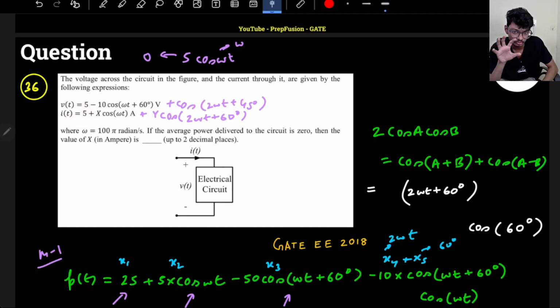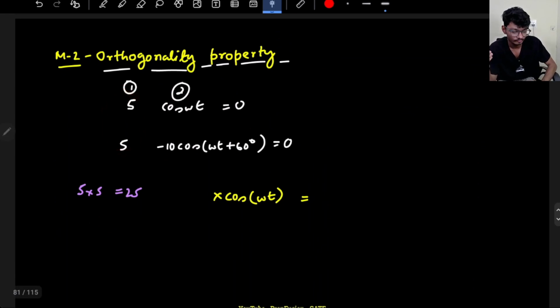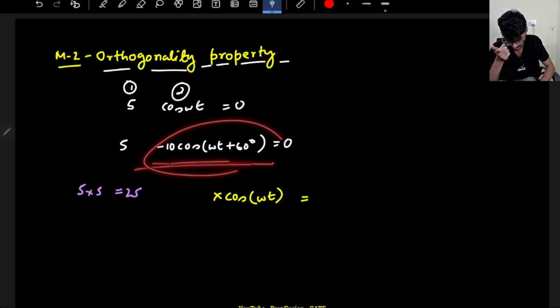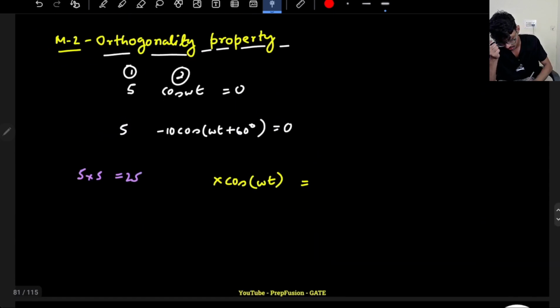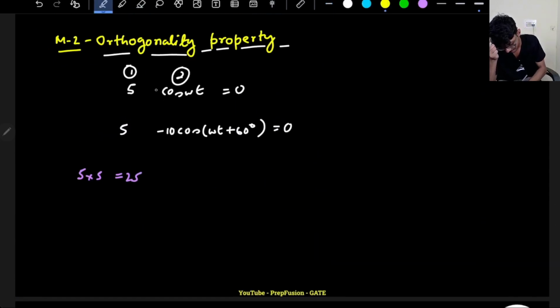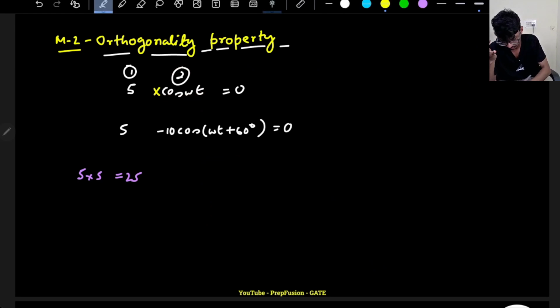I can divide this into a DC source and an AC source. In the DC source the power has been already taken care of. For the AC source, the voltage signal is minus 10 cos omega t plus 60, and the current signal is x cos omega t. So what can you say? You can directly write the formula of power.